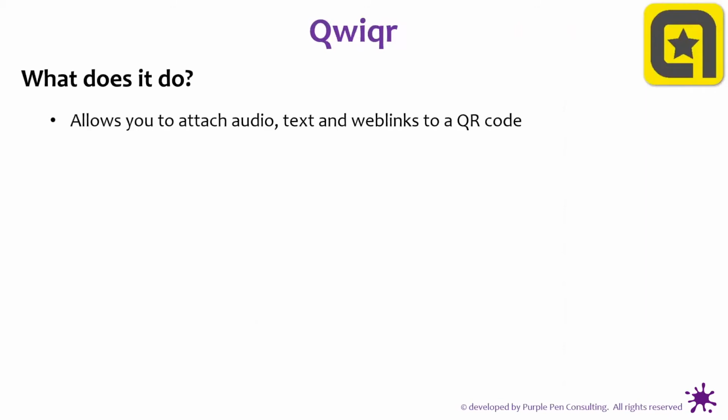The program I use for audio feedback is Quicker, and it's a little bit different from other QR codes where you create the article first. So you create the video or the text or the audio, and then you make a QR code. This is a bit different. You've got the QR code and you attach audio, text, or web links or video to it.